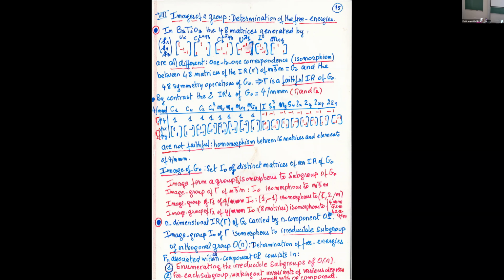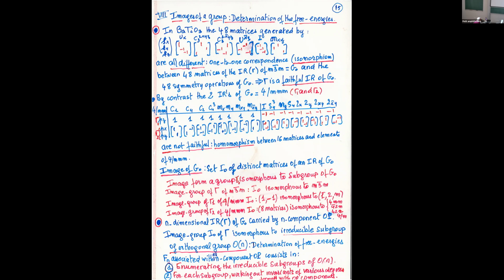It's one-dimensional. You have either +1 or -1. So it is not a faithful irreducible representation of the 4/mmm group. The same holds for the gamma 2 representation, because you have 8 matrices which are different, and the other 8 are exactly the same as the first 8, and so they are not faithful. You have a homomorphism between the 16 matrices and the elements of 4/mmm.